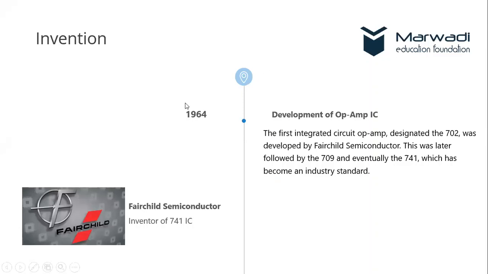Now, in 1964, the first operational amplifier IC was designed with semiconductor by Fairchild Semiconductor, which is a manufacturer. The first integrated circuit of operational amplifier was designated 702. It was developed by Fairchild Semiconductor. This was later followed by 709, and eventually it became 741. And 741 is a very popular IC in the market.